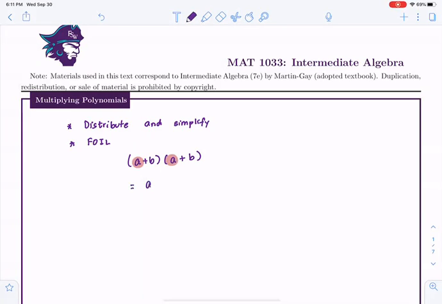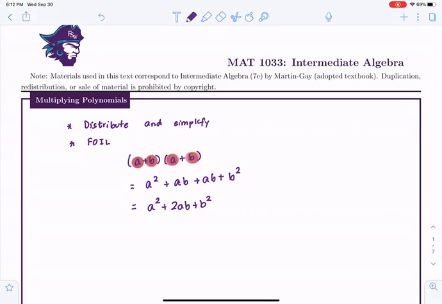A. That would give me A squared. And outside, which would be those two, A times B. Inside, which should be those two, AB. And the last would be B and B. So I will get B squared, B times B. So that would simply give us A squared plus 2AB plus B squared. Now that is the FOIL approach that we know of.